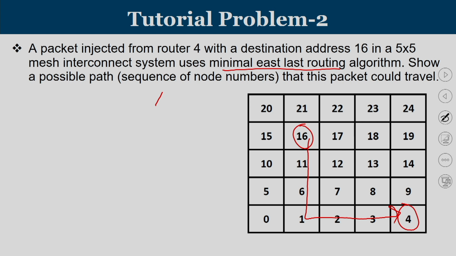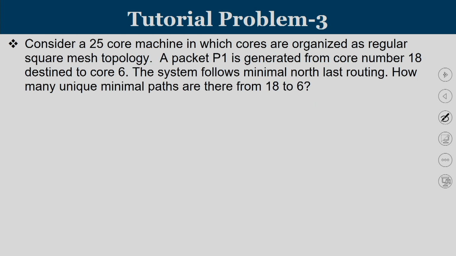No other turn is allowed because if you take any other turn something like this, you are already travelling to east. So, then you cannot take any more turn. So, if we move from the column of the source towards the right side, that is towards eastward side, then there are no more movements that are allowed. Let us try to go to the next problem. Consider a 25 core machine in which cores are organized as rectangular square mesh topology.